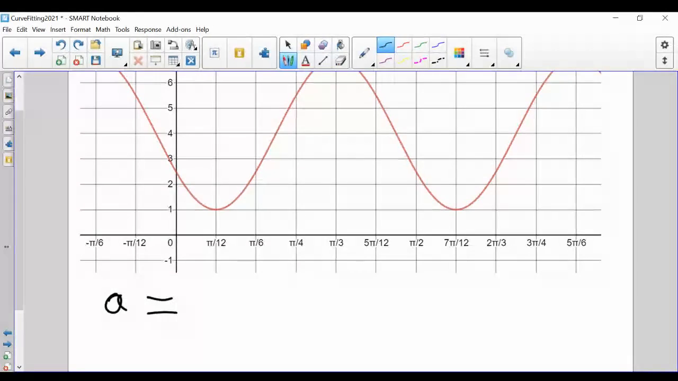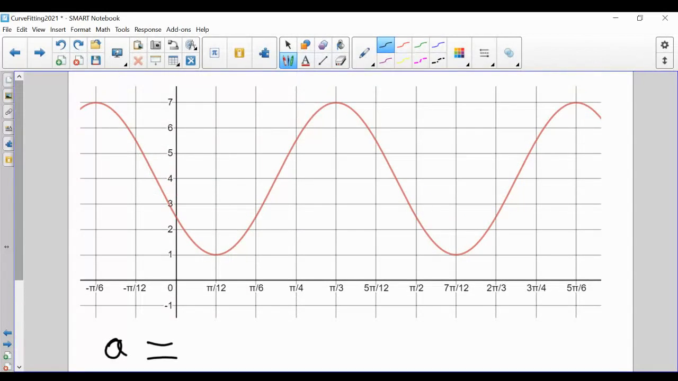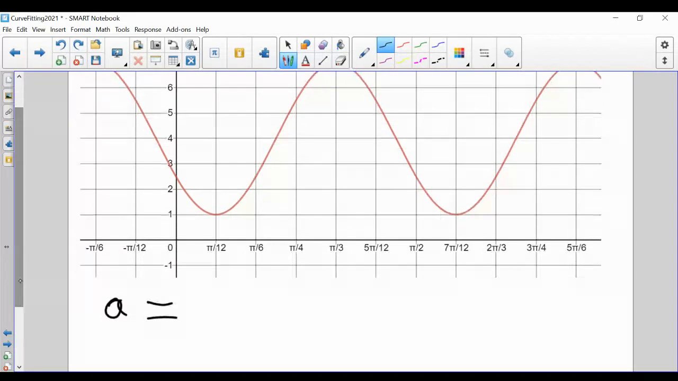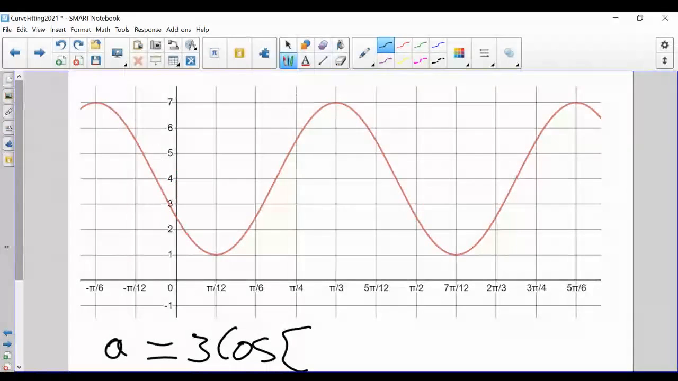The a you're saying is 3 because we're going from 7 down to 1, and from 1 to 7 is a distance of 6. 6 divided by 2 is 3, absolutely. And we're trying to go a cosine function first, so the cosine of. And how about the period of this function? Can anybody comment on the period of this function? We'll get to the k value later on. Period you're saying is 4.